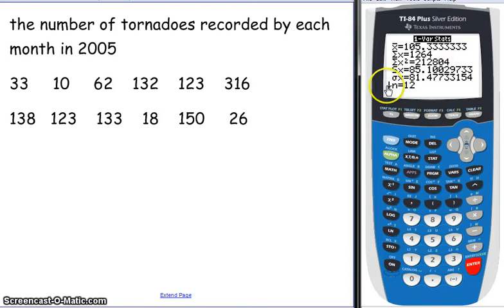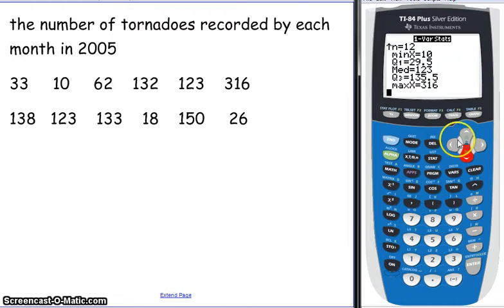This arrow indicates there's more information than what shows on this one screen. So if we arrow down, the rest of this gives us what we call a 5-number summary. We have the minimum, quartile 1, median, quartile 3, and the maximum.